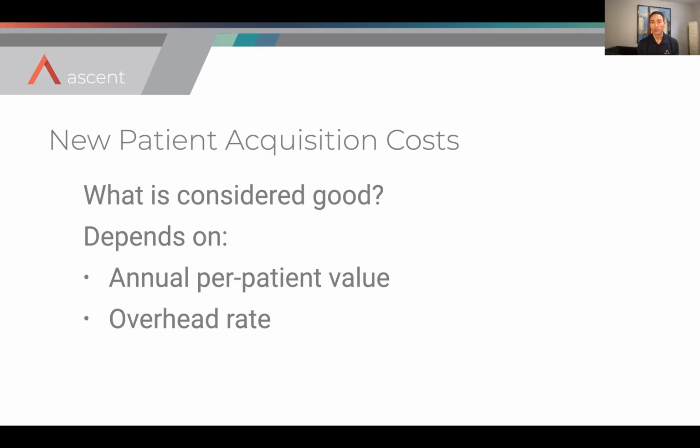So one of your goals as a practice should be to consistently be striving to increase your per patient value and decrease your overhead. If you have great per patient value and low overhead, you can spend a little more to bring patients in, and it's still going to be a very profitable process for you. Whereas, again, if the opposite's true, then you're always going to struggle just to make ends meet. So those should be your goals.